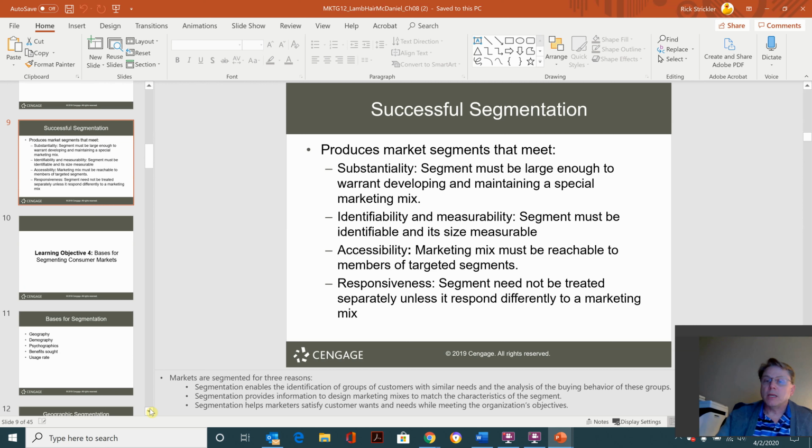Responsiveness: a segment need not be treated separately unless it responds differently to the marketing mix. So in other words, if the parents are buying the toddler ones and they're buying the parent ones, and you make both, then you wouldn't have to treat them differently than if you were just making one or the other.